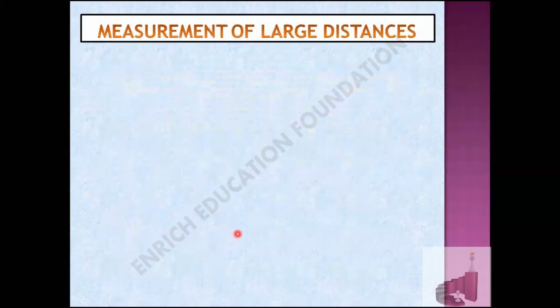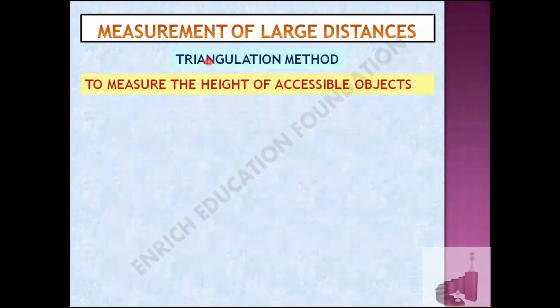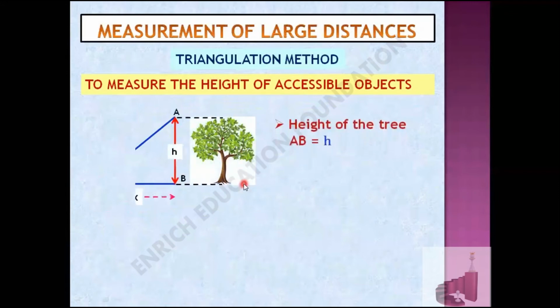Now we are going to see how very large objects can be measured. The first method which we are going to see is the triangulation method, and this is usually used to measure the height of accessible objects. Say, for example, if we need to measure the height of a tree, then the method used is called the triangulation method. So let us assume the height of the tree as h and let its base from the observation point be x.